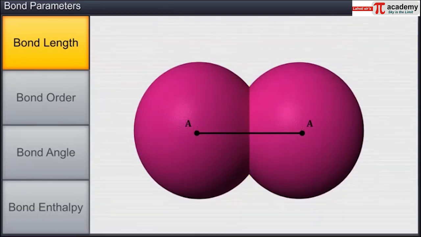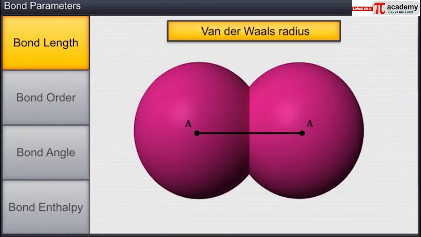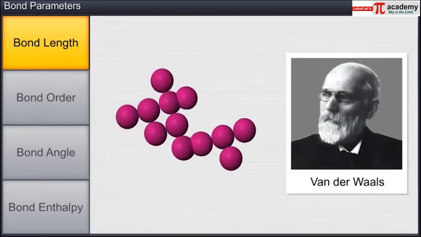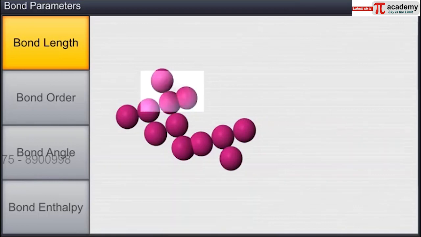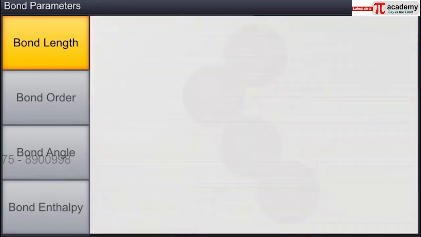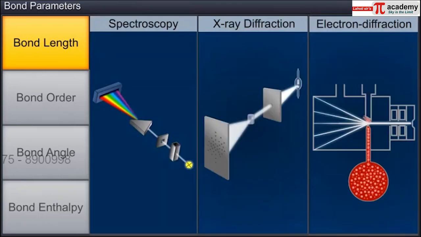In such cases, the covalent radius is half the internuclear distance between the bonded atoms. Another type of radii between atoms is the van der Waals radius. It was calculated by van der Waals and provides the overall size of an atom, including its non-bonded valence shell. It is given as half the distance between two similar atoms in separate molecules in a solid. Some of the methods used to measure bond lengths are spectroscopy, X-ray diffraction, and electron diffraction.